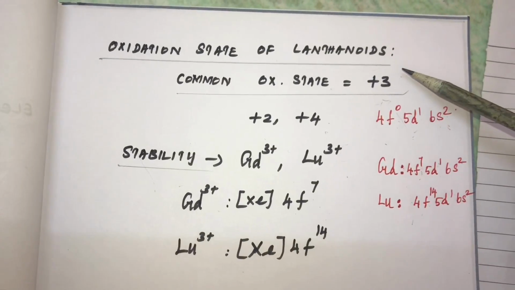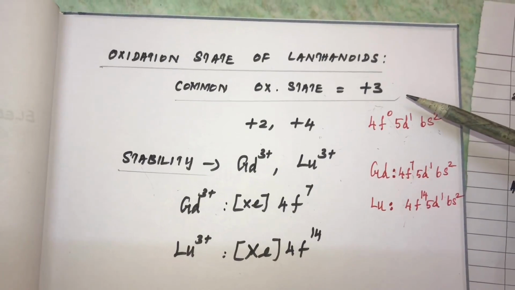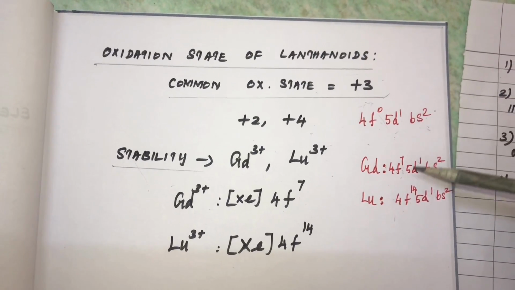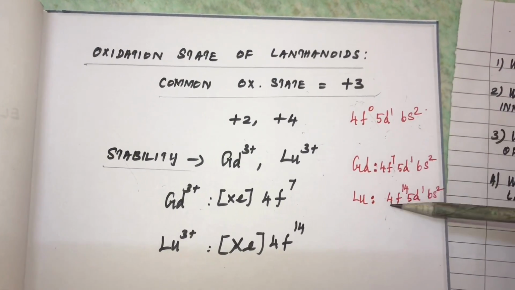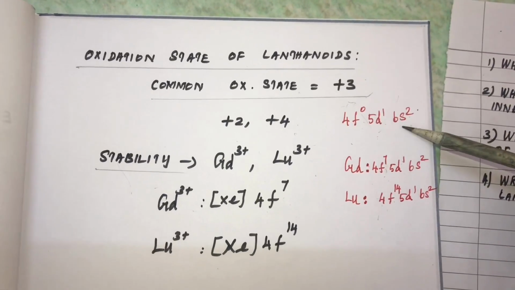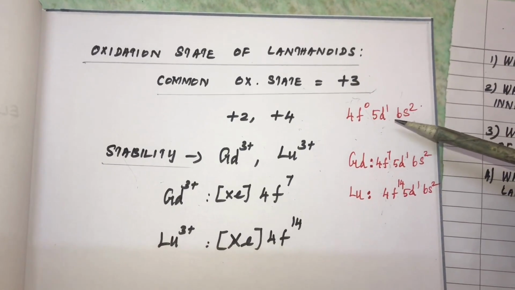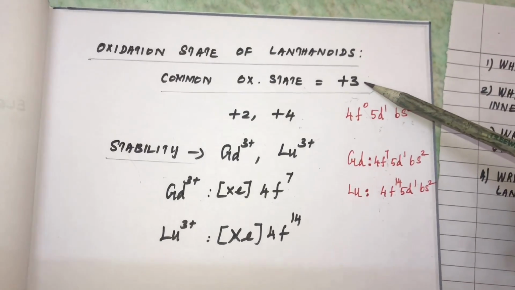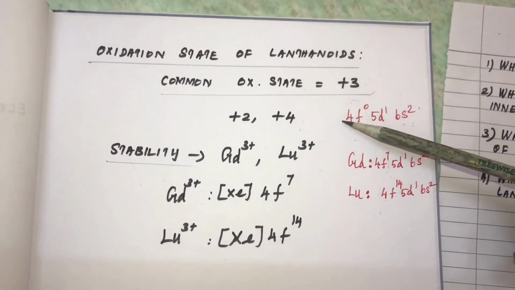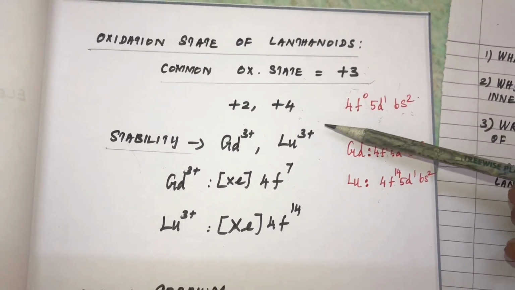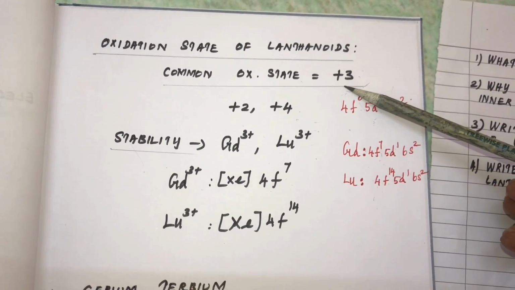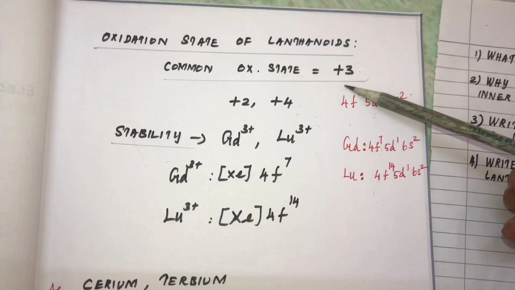Oxidation state of lanthanides. The common oxidation state is +3. It is found to be more stable according to its electronic configuration. When 5d1 and 6s2 are involved in bonding, the stable oxidation state will be +3. It also exhibits +2 and +4 oxidation states, but comparatively the +3 oxidation state is found to be more stable.